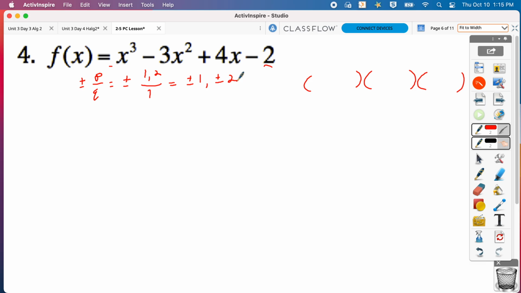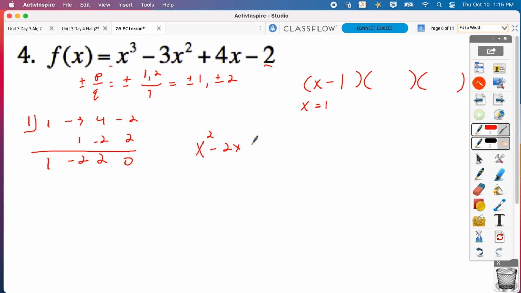All right, so now I need to start doing synthetic division. Try 1: 1, -3, 4, -2. 1, 1, -2, -2, 2, 2, 0, and it worked. Now, since I took out one answer, x equals 1, I have my factor x minus 1. What's left over is x squared minus 2x plus 2 equals 0. I'm going to complete the square because that's what I like to do.